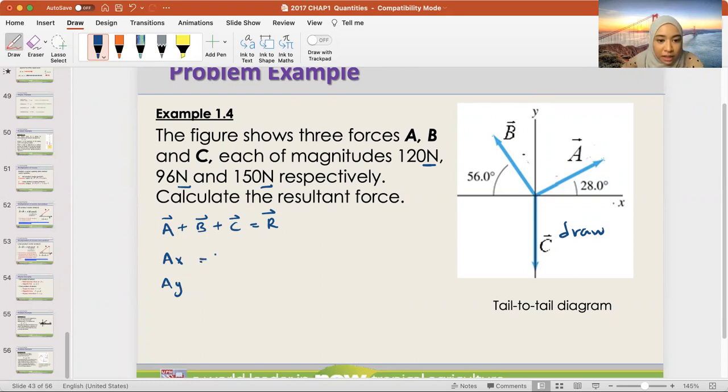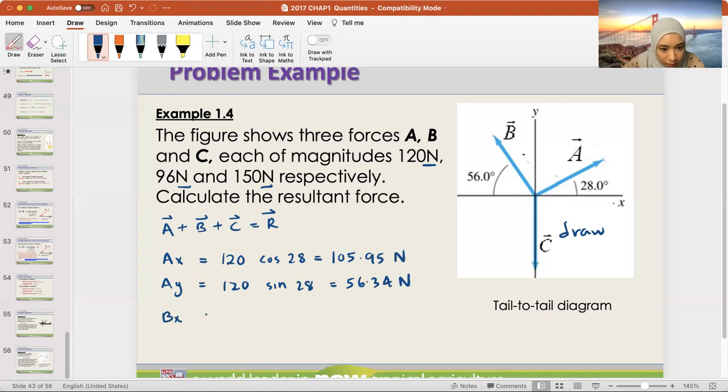Okay, so how do you find your AX? AX is 120 cos 28. 120 cosine 28. And what's your answer? 105.95 Newton. Okay, what about your AY? 120 sine 28. And the answer is 56.34. Okay, thank you. Did everyone get the same answer as Aina? Yes.